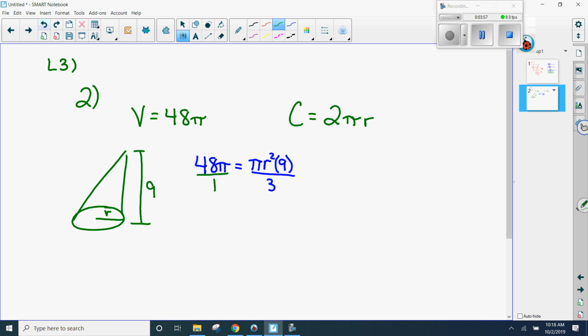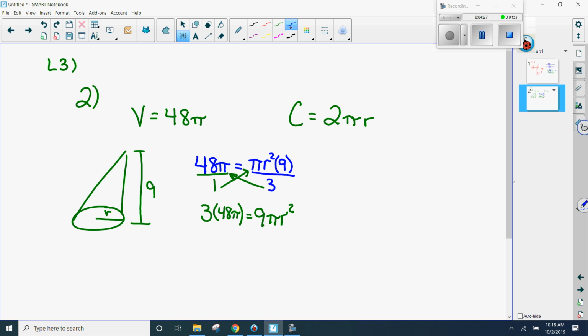You could put this 48 over 1. It is now a proportion. So you cross multiply. You take 1 times pi r squared times 9, which is just 9 pi r squared. And then you take 3 times 48 pi. And you set those equal to each other. Then you divide by 9 pi and you solve. Now you can use that as a process.